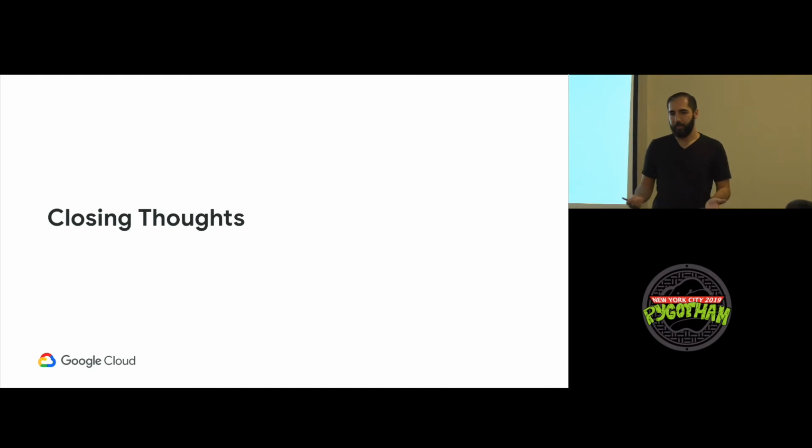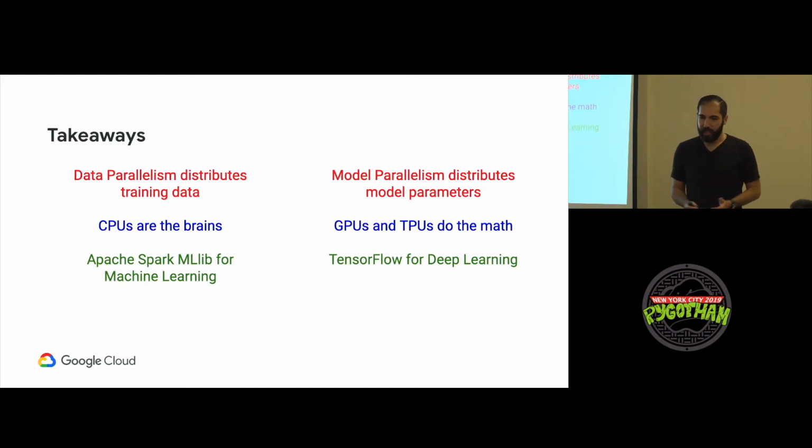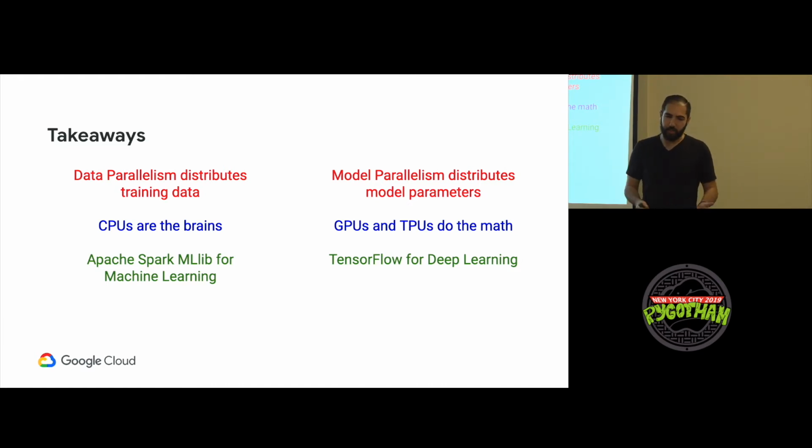OK, so we'll just wrap up here with some closing thoughts, given all that we've talked about. The key takeaways that I want everyone to leave the room with are the differences between data parallelism and model parallelism. The general idea is that data parallelism is designed to distribute your training data. Model parallelism is designed to distribute your model parameters. They're both designed for model training.